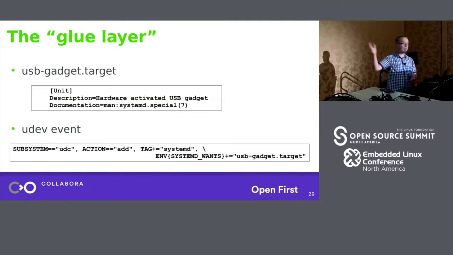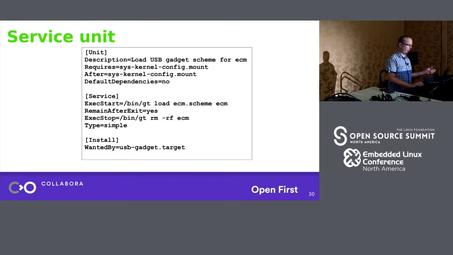The combination of these two with a service unit creates our USB gadget at UDC's appearance. So let's see such an example service unit. This service unit composes the equivalent of the Ethernet over USB gadget we've seen before.